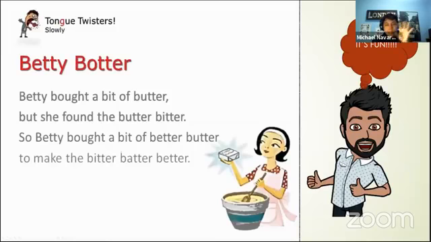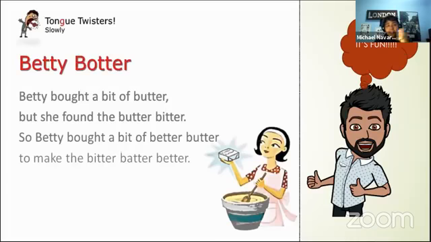And we have another one. This is another model. Betty bought a bit of butter, but she found the butter bitter. So Betty bought a bit of better butter to make the bitter butter better. You see? I use this specific tongue twister as a lead-in because I was about to teach past simple.